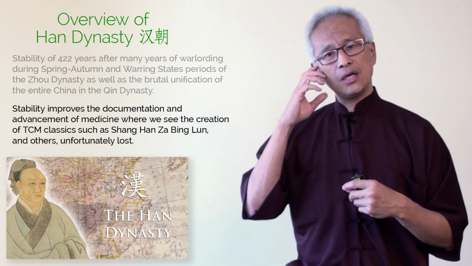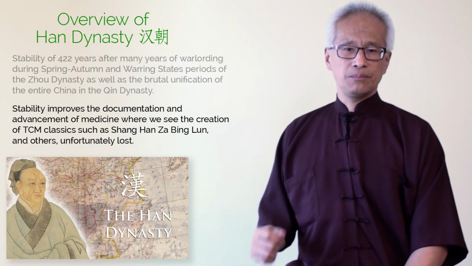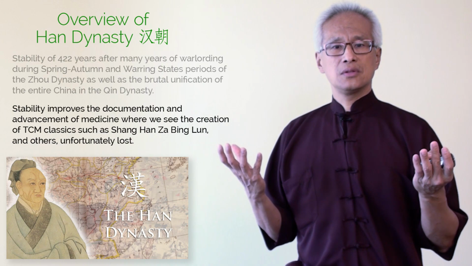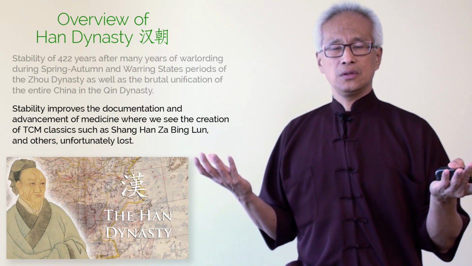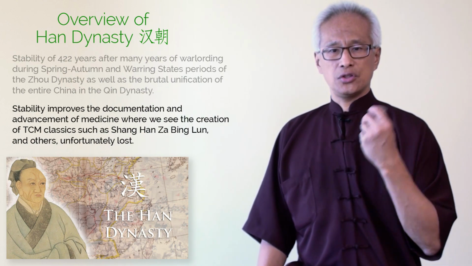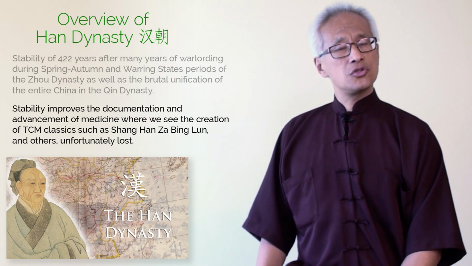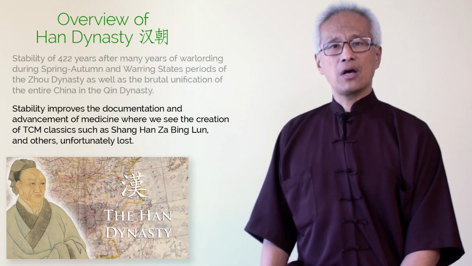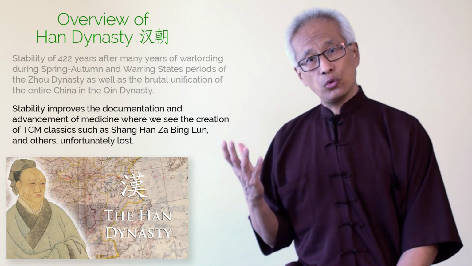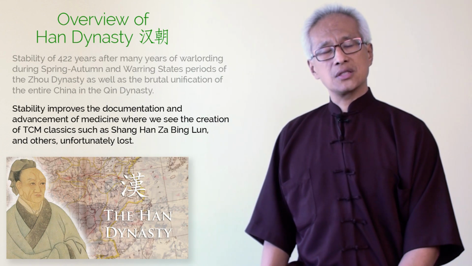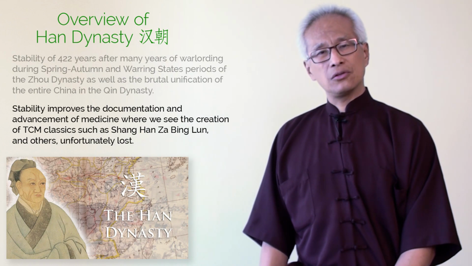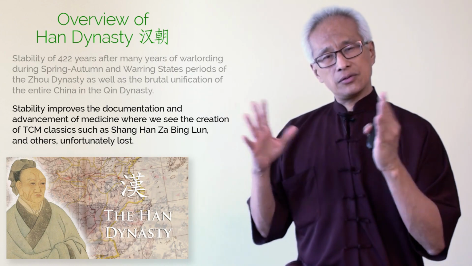So it improves the documentation and advancement of medicine, where we see the creation of TCM classics, such as Shanghan Zabing Lun, which is a major Bible of therapies in traditional Chinese medicine. And there are others too, but unfortunately, most of the other ones are lost. When they're lost, it doesn't necessarily mean that they are no good. They might be classics on their own, or they may be just something that is not as profound or not as useful, and then they somehow disappear.